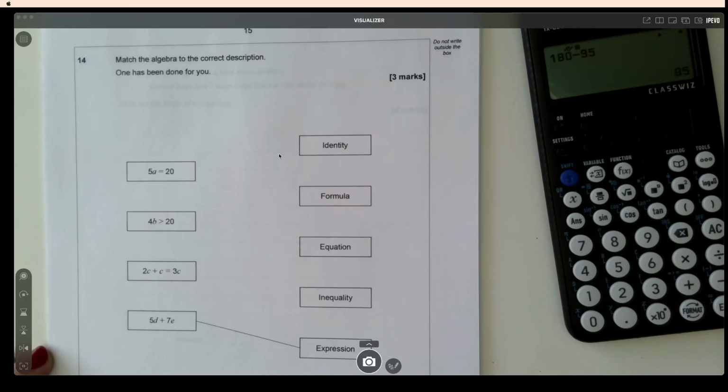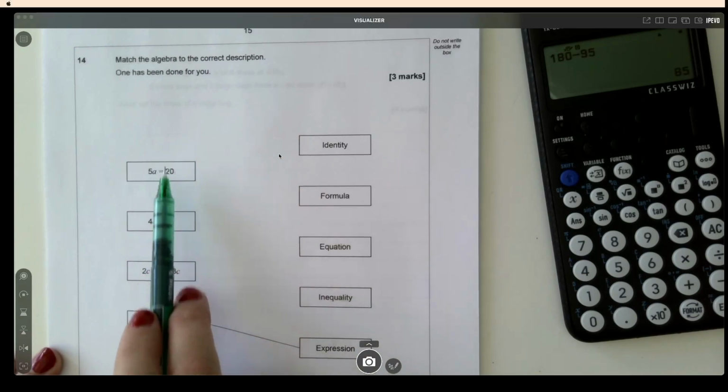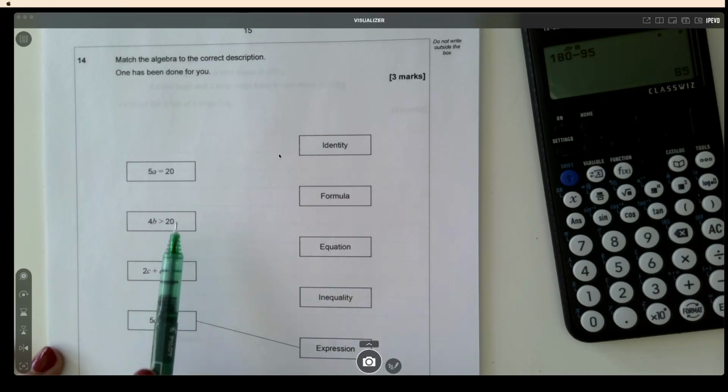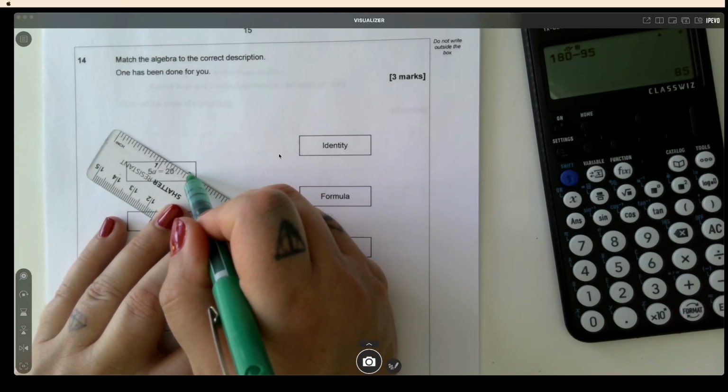Question 14. Match the algebra to the correct description. One has been done for you. These are the algebra statements and here are the descriptions. 5D add 7E has been matched to an expression. This is an expression, not an equation. An equation would have an equal sign, which will make life a little easier when matching the equation word up, because it means it's not going to go here, because that's not an equal sign, that's an identical to sign. This one is an equal sign, so that is an equation, so let's match that up straight away.